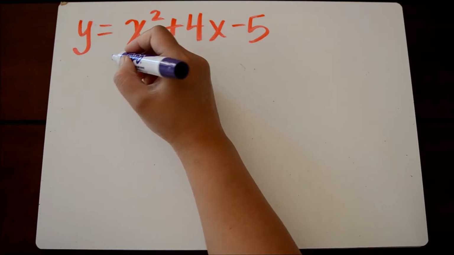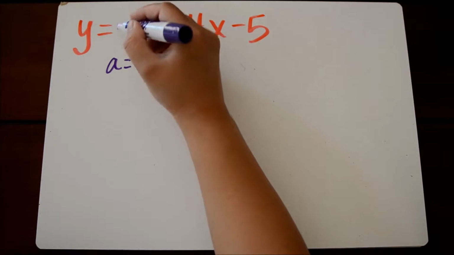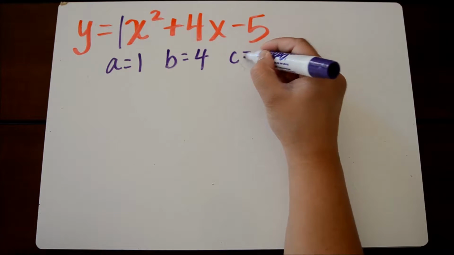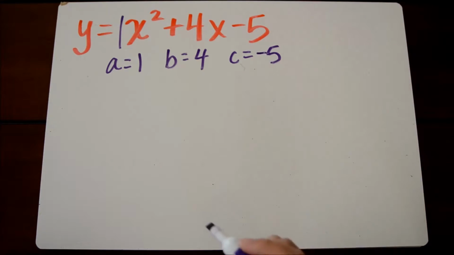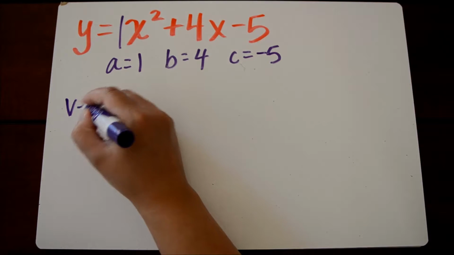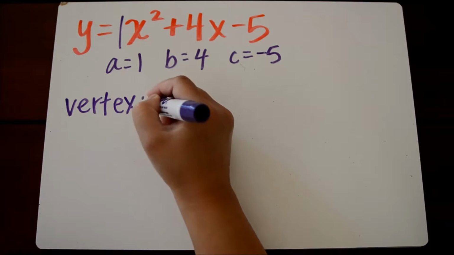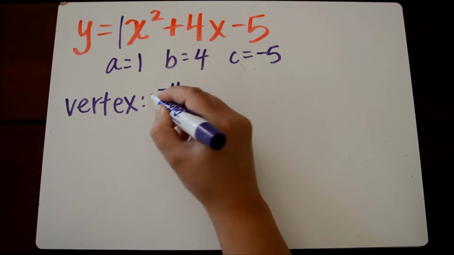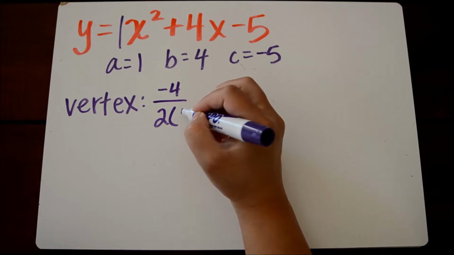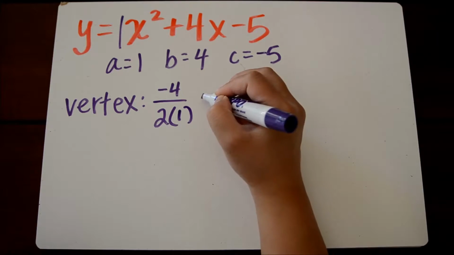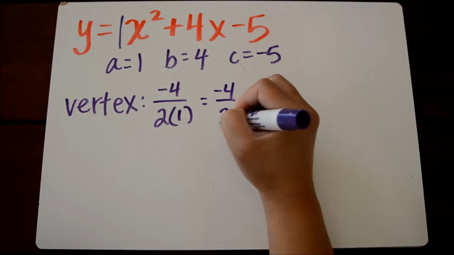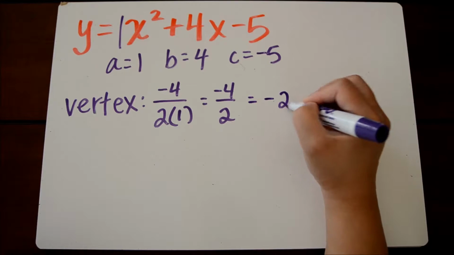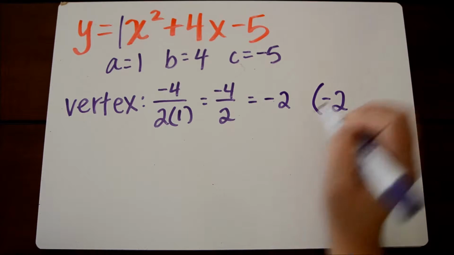So the first thing I like to do is list out our a, b, and c. Our a is 1, our b is 4, and our c is -5. So to find the vertex, we're going to use that formula, the opposite of b over 2a. So the opposite of b is going to be -4, since b is +4, over 2 times 1. That will simplify to -4 over 2, which simplifies to -2. This is the x value of our vertex.